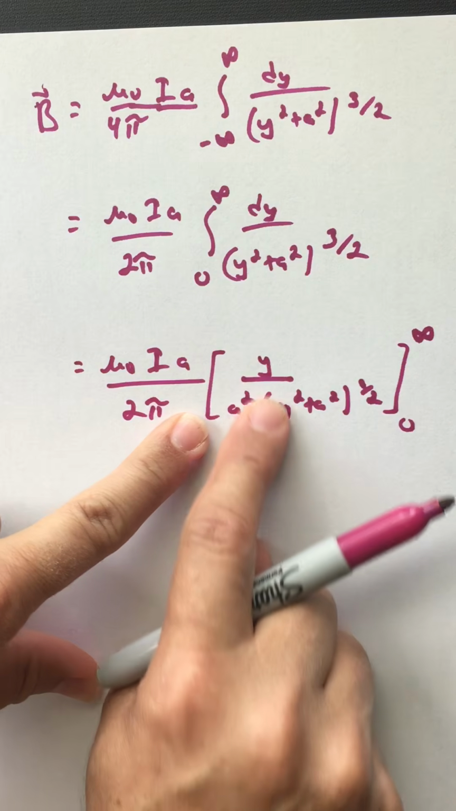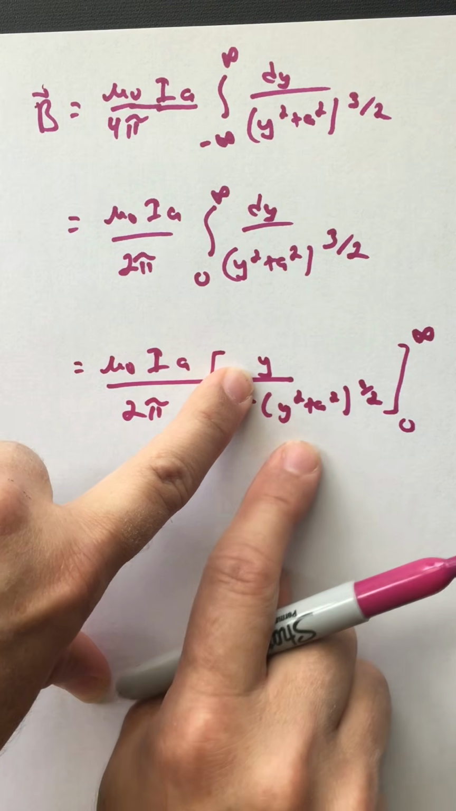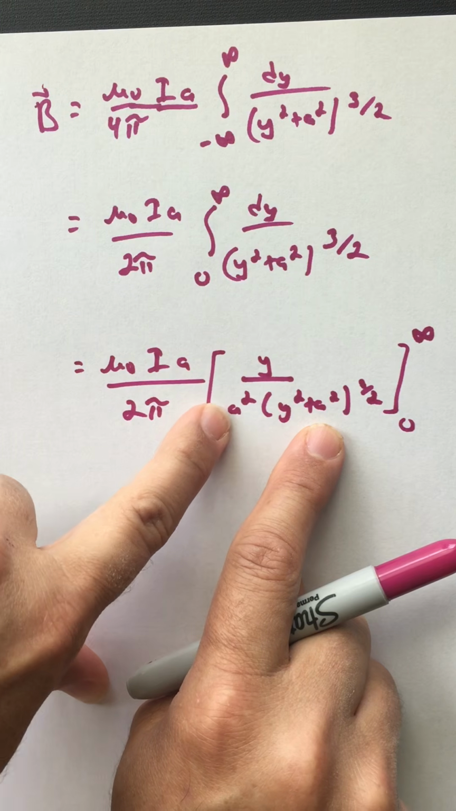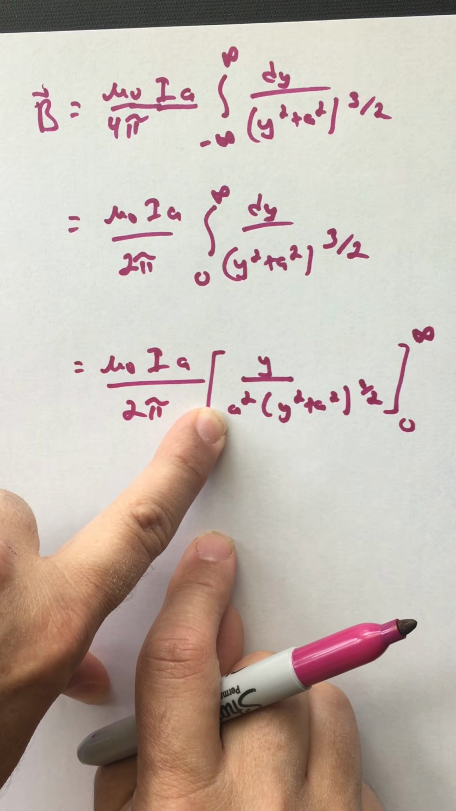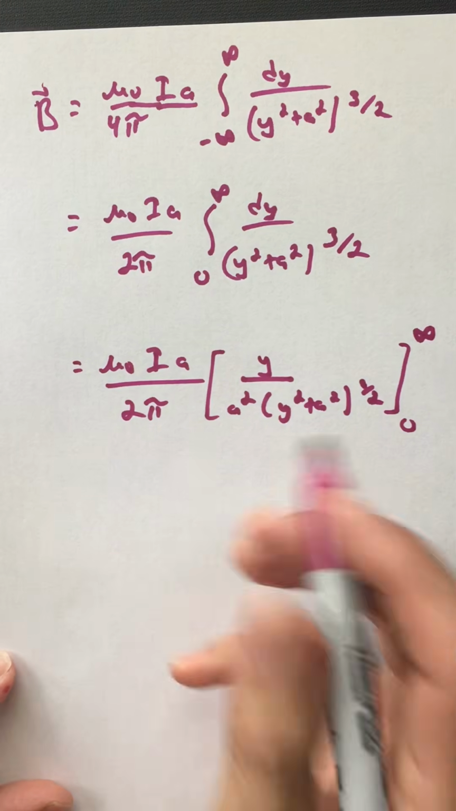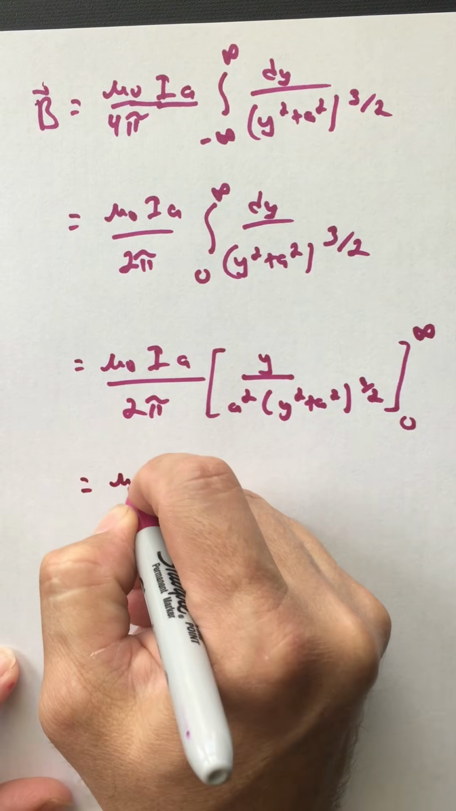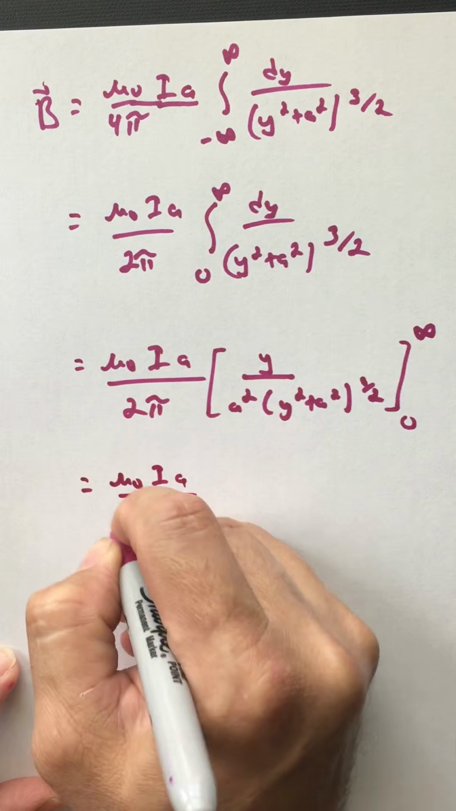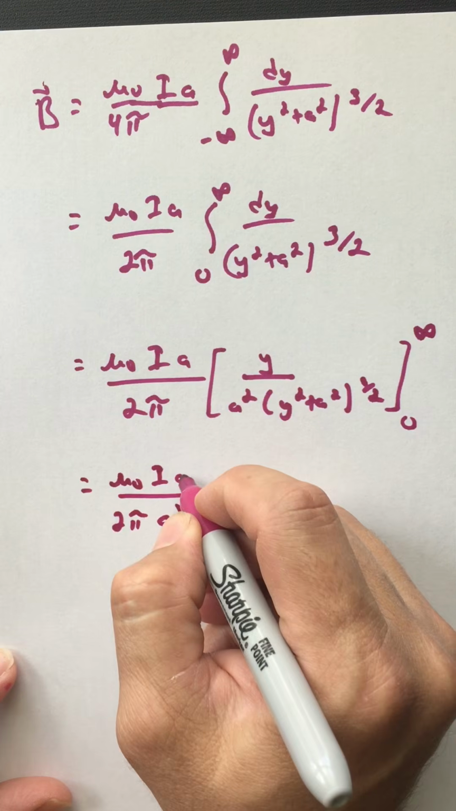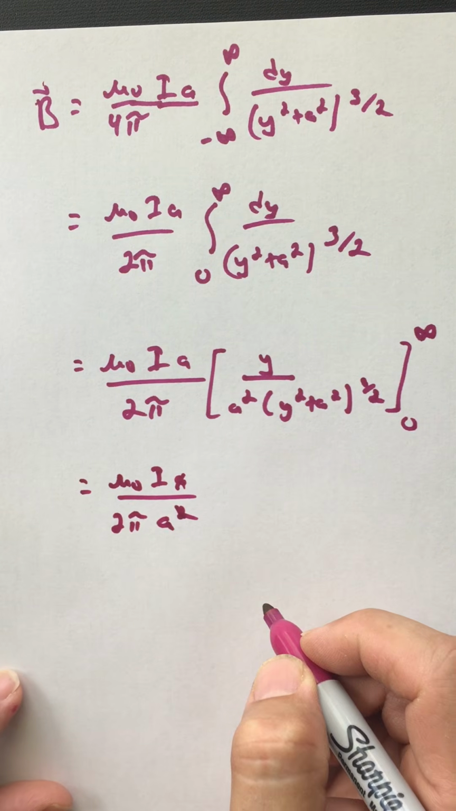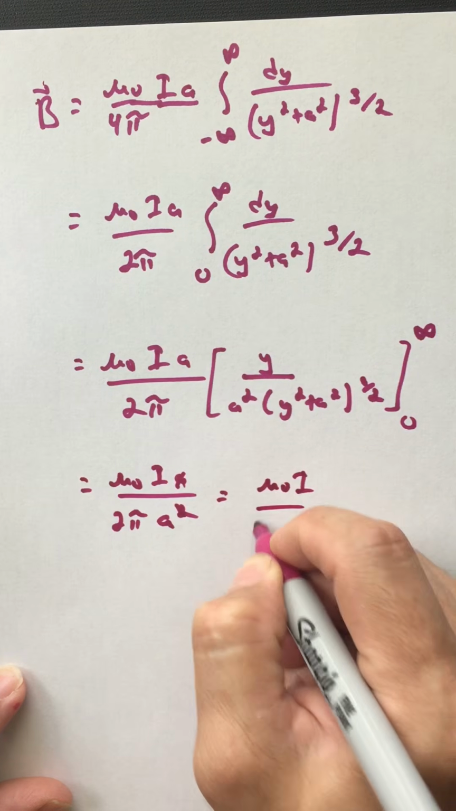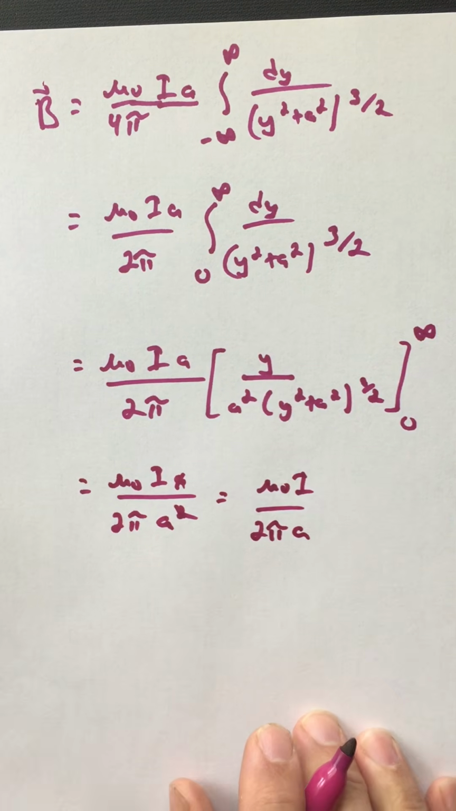So I get a 1 from everything, from the y and everything in parentheses. So 1 times, what am I left with out here? 1 over a squared. So at the upper limit, this just becomes 1 over a squared. So I get mu naught IA over 2 pi a squared. I can get rid of that and get rid of that. And what I come up with is mu naught I over 2 pi a.